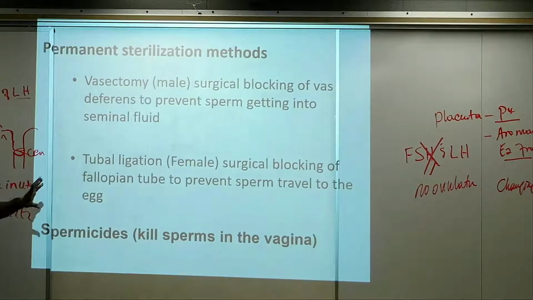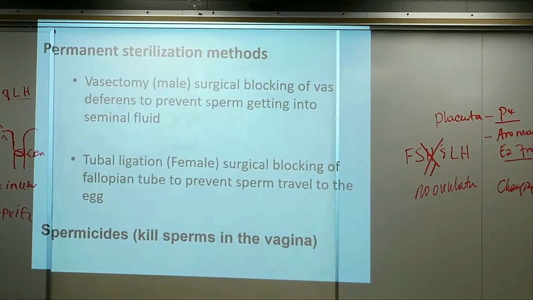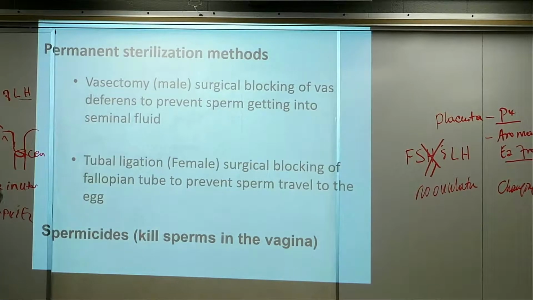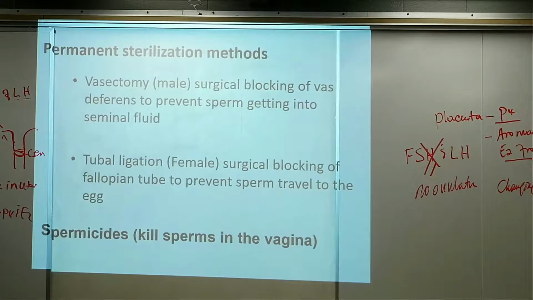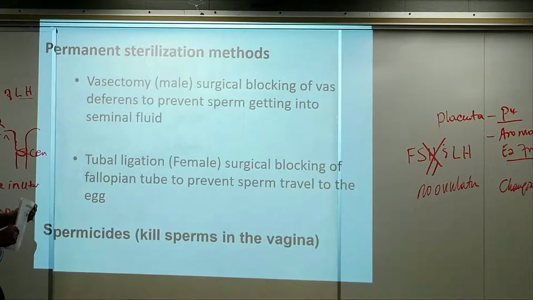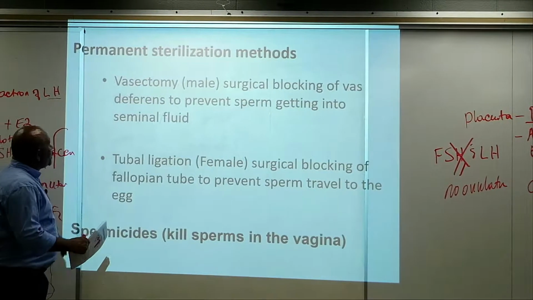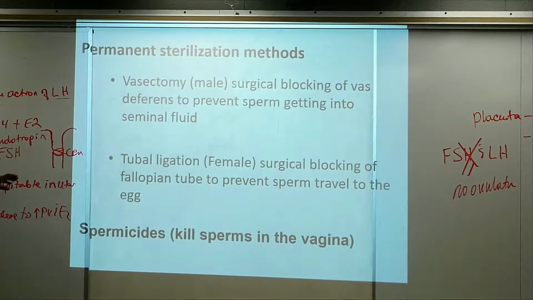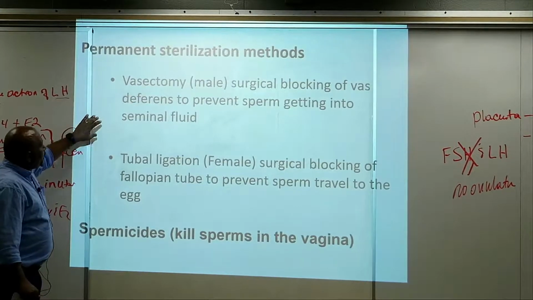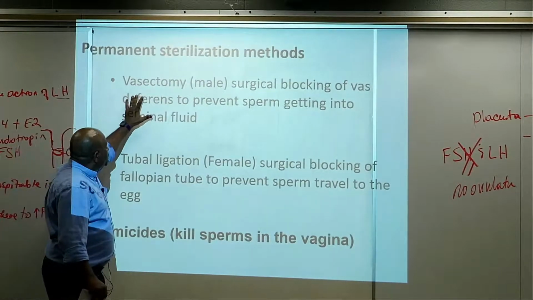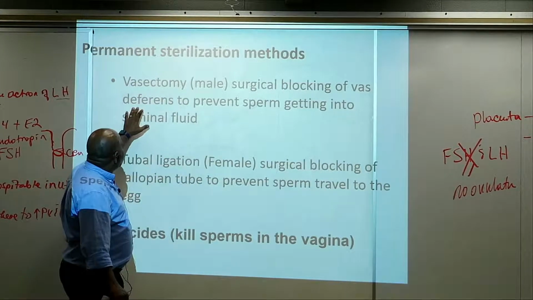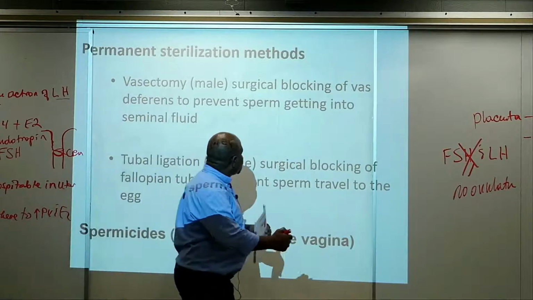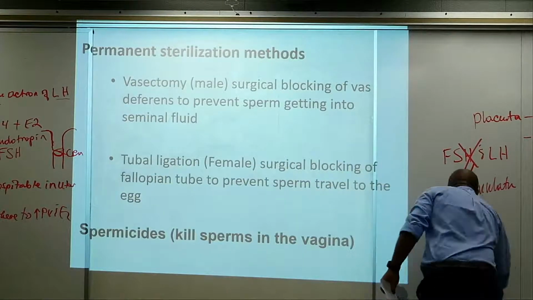So these contraceptives, you don't need to worry about them, just for you to know how understanding the reproduction of female or male leads to the different types of contraceptives in the reproductive world. The other permanent way of sterilization is vasectomy, which is the male type of surgical blocking of the vas deferens to prevent the sperm getting into the seminal fluid.